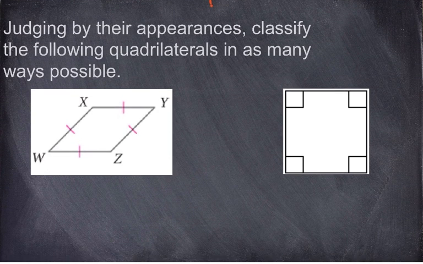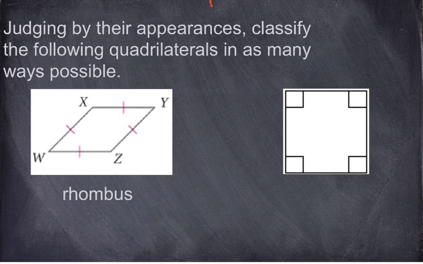Now, judging by their appearance, I have two pictures here. We need to classify these quadrilaterals in as many ways as possible, but we have to go off what we know. I know it says judging by their appearance, but we're still going to go off factual things, so appearance with their markings. The first thing we see with the first one, WXYZ, is that it has four sides, so we know it's a quadrilateral, but we also see that we have four congruent sides. So therefore we can conclude for sure that it's a rhombus.